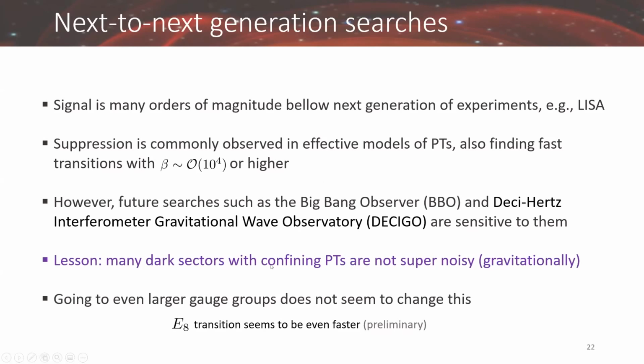But the lesson we can take from here is that if you have many of these dark sectors, all of them could be confining, but they're not super noisy gravitationally. And it seems that going to even larger gauge groups does not seem to change this. I have some preliminary data for E8. The spectrum seems to be even lower.